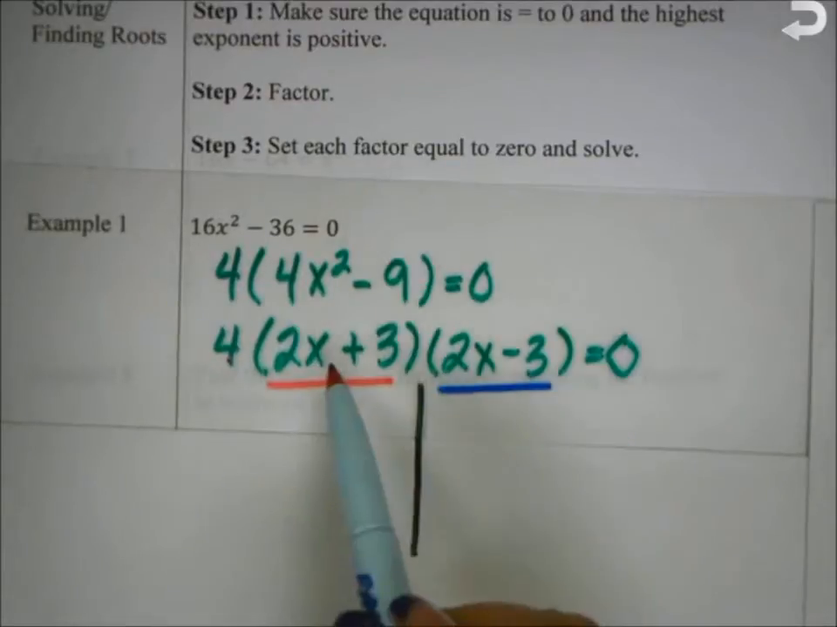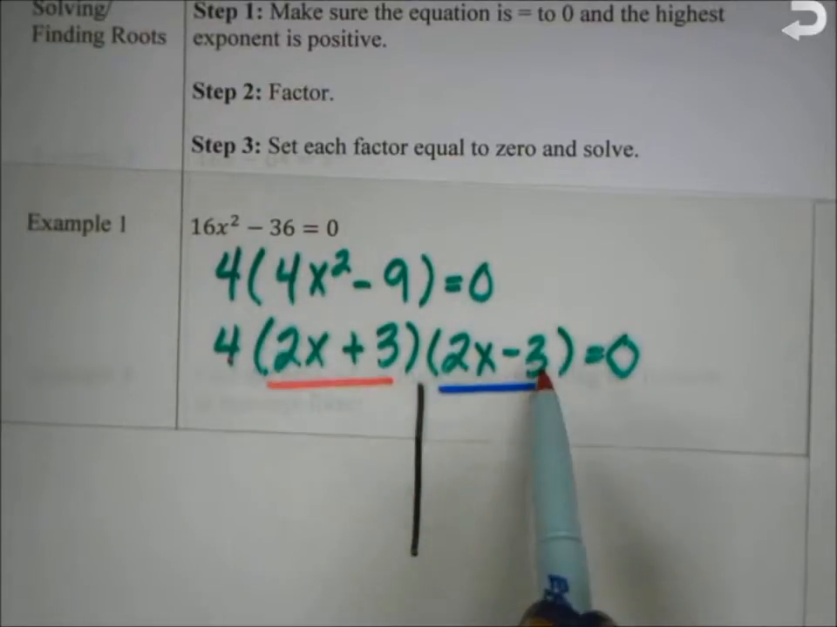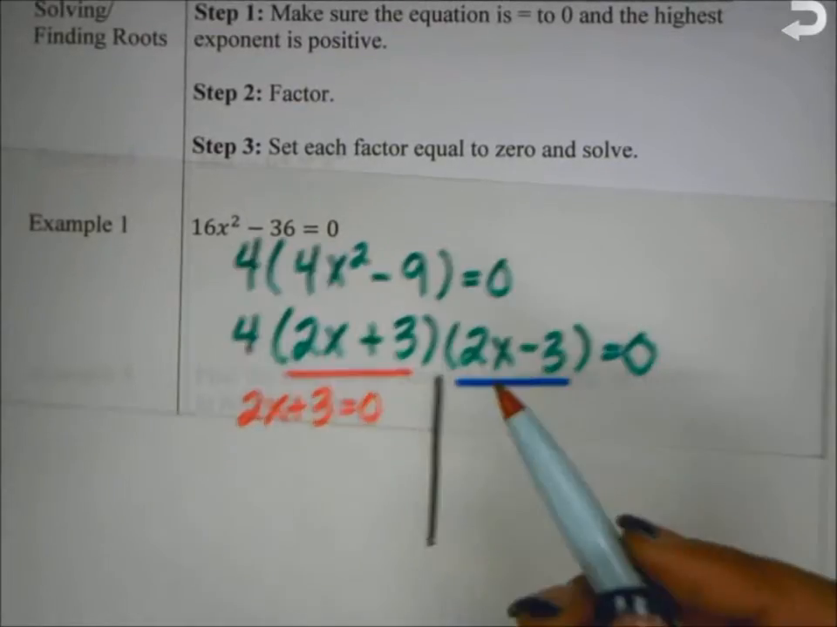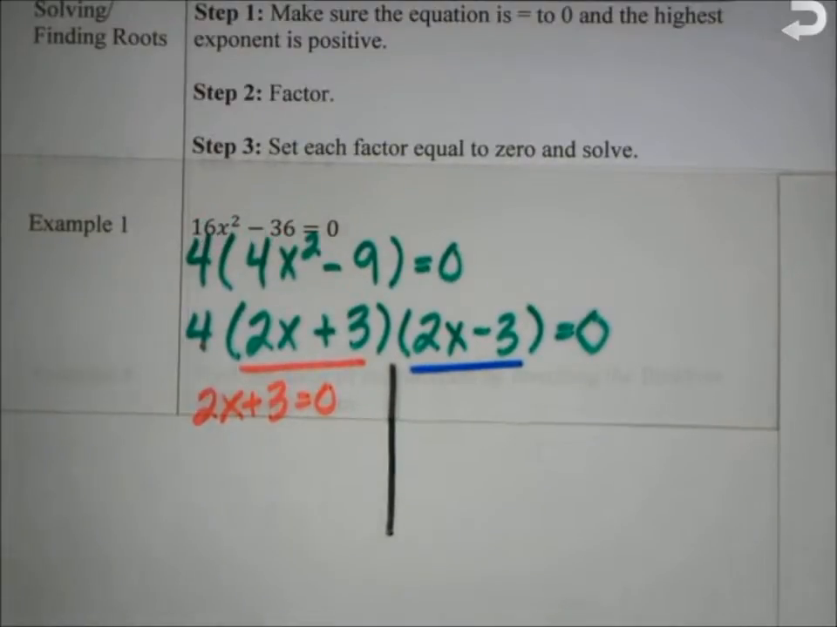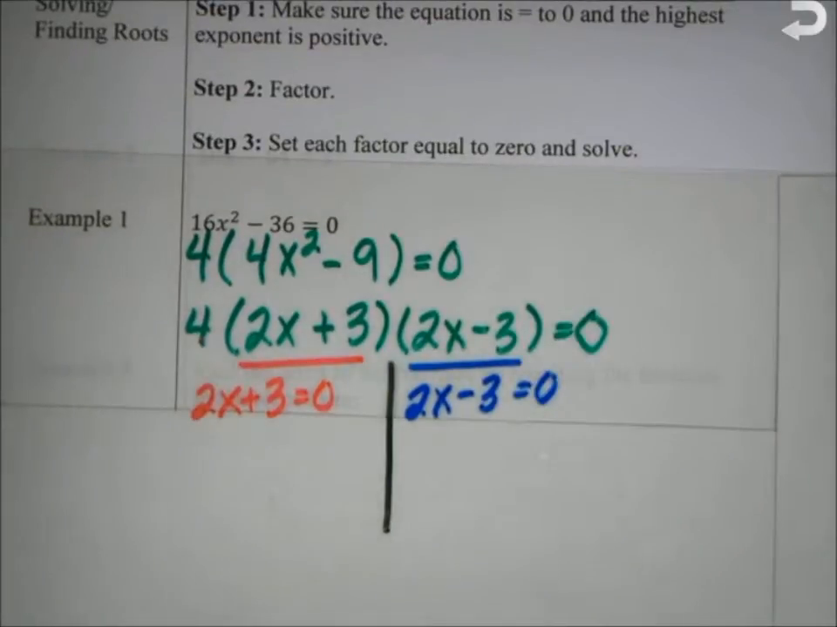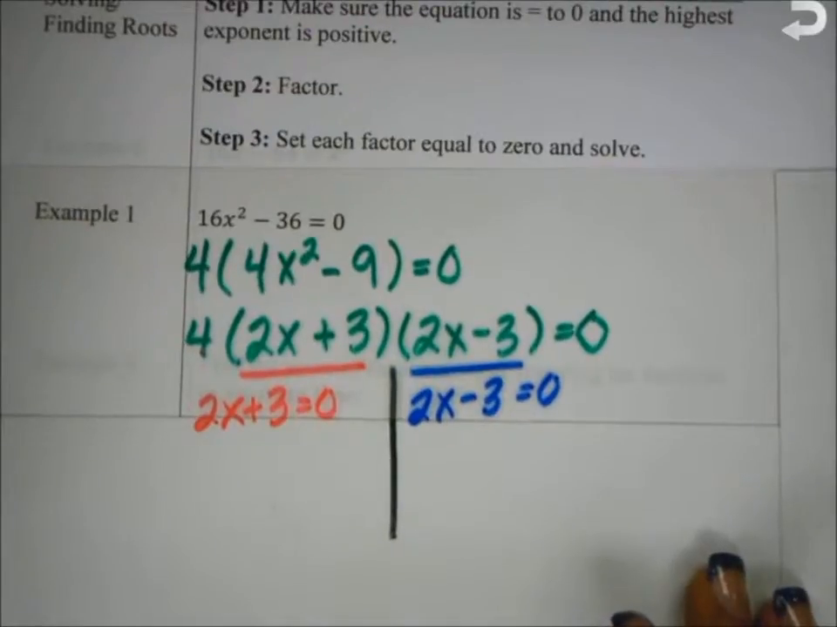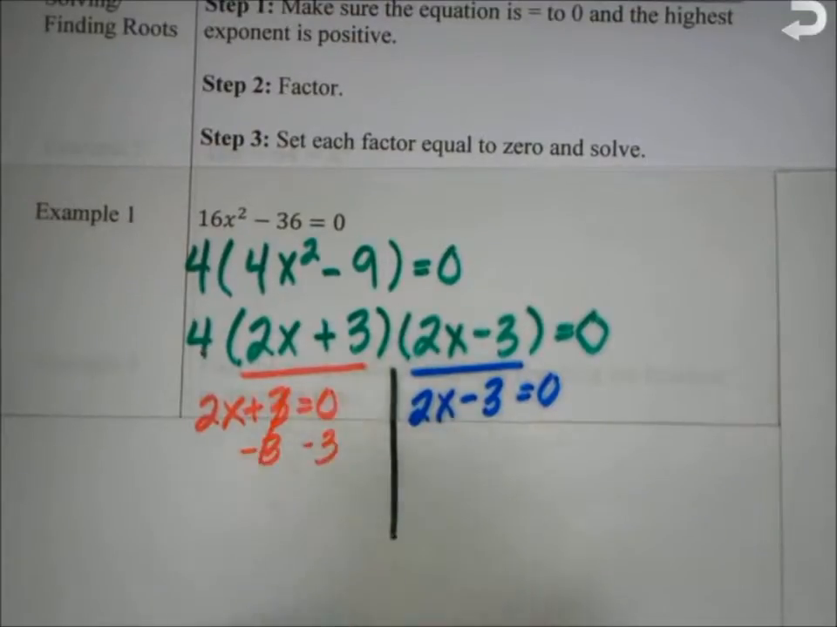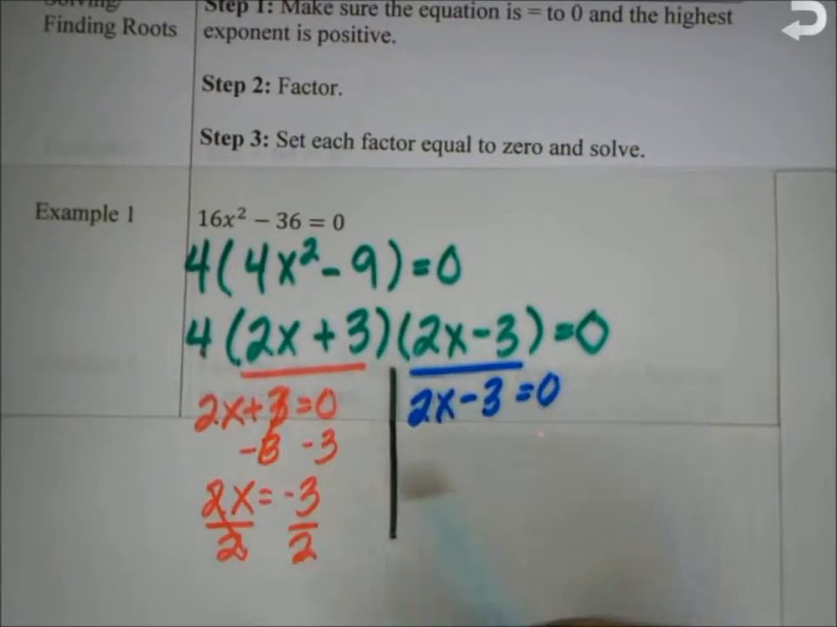So in order to make this whole thing equal to 0, either 2x plus 3 has to be 0, or 2x minus 3 has to equal 0 in order to give us a true statement. Okay, so what are our possibilities for x? Well, we just solve these. We subtract 3 from both sides. 2x equals negative 3. Divide both sides by 2. So one possibility for x is x equals negative 3/2.